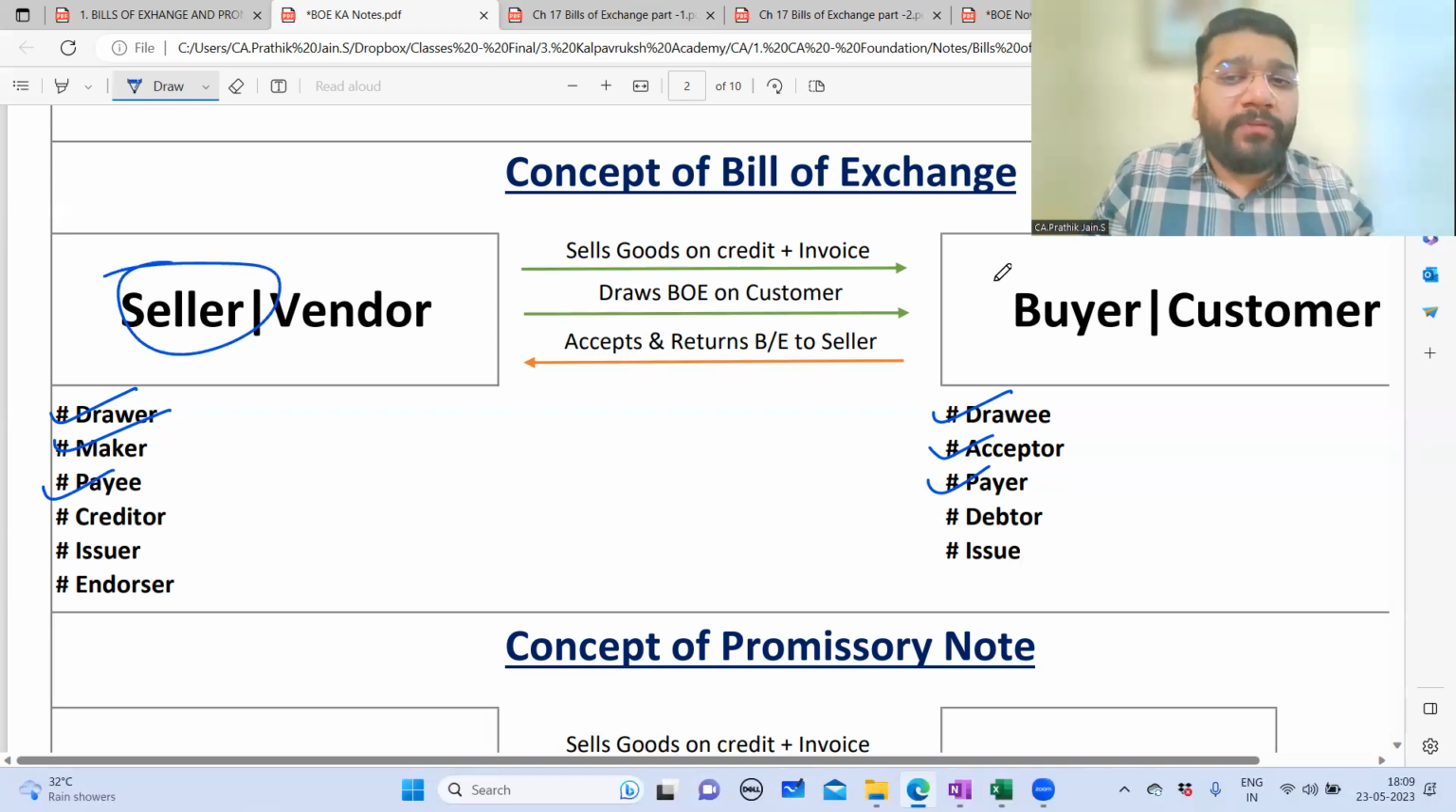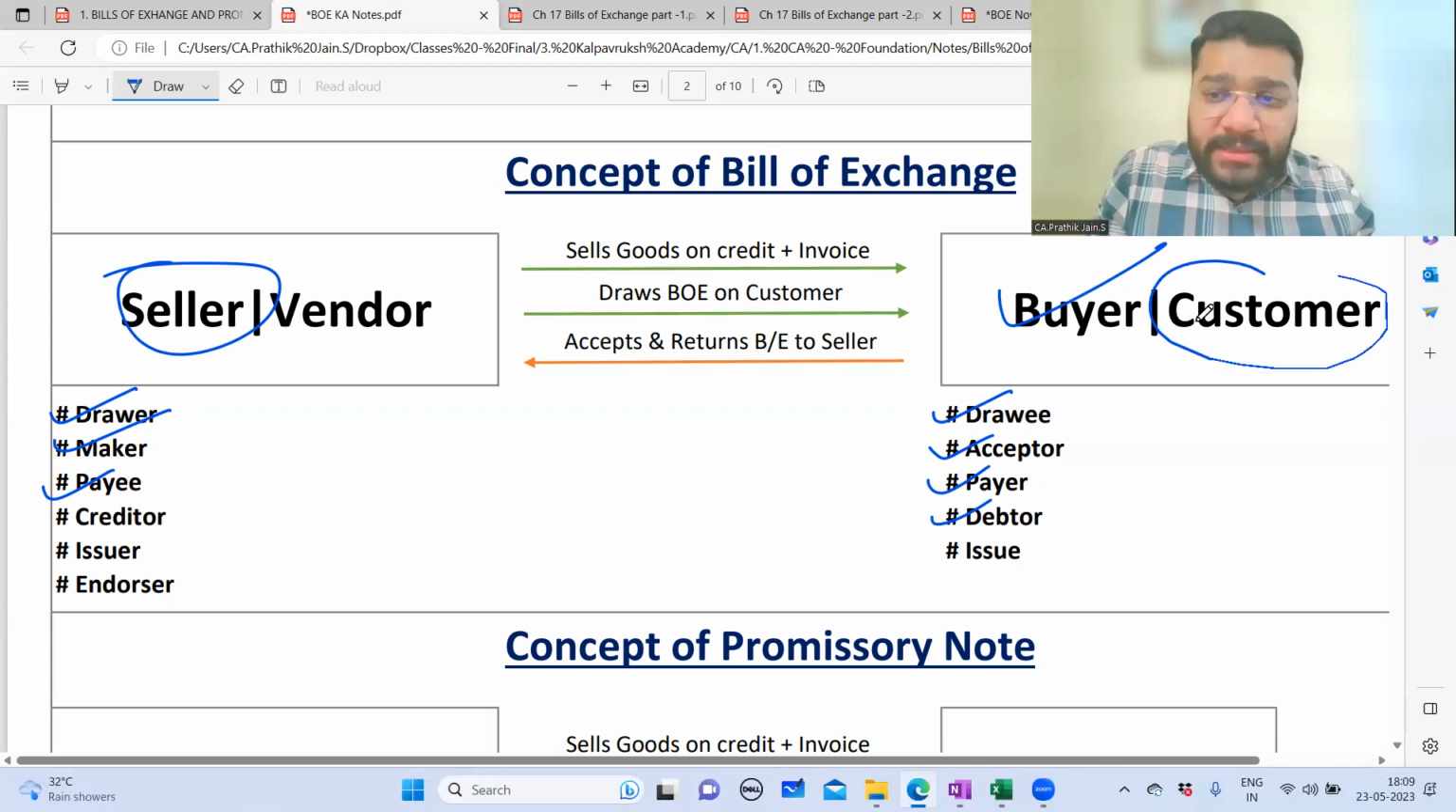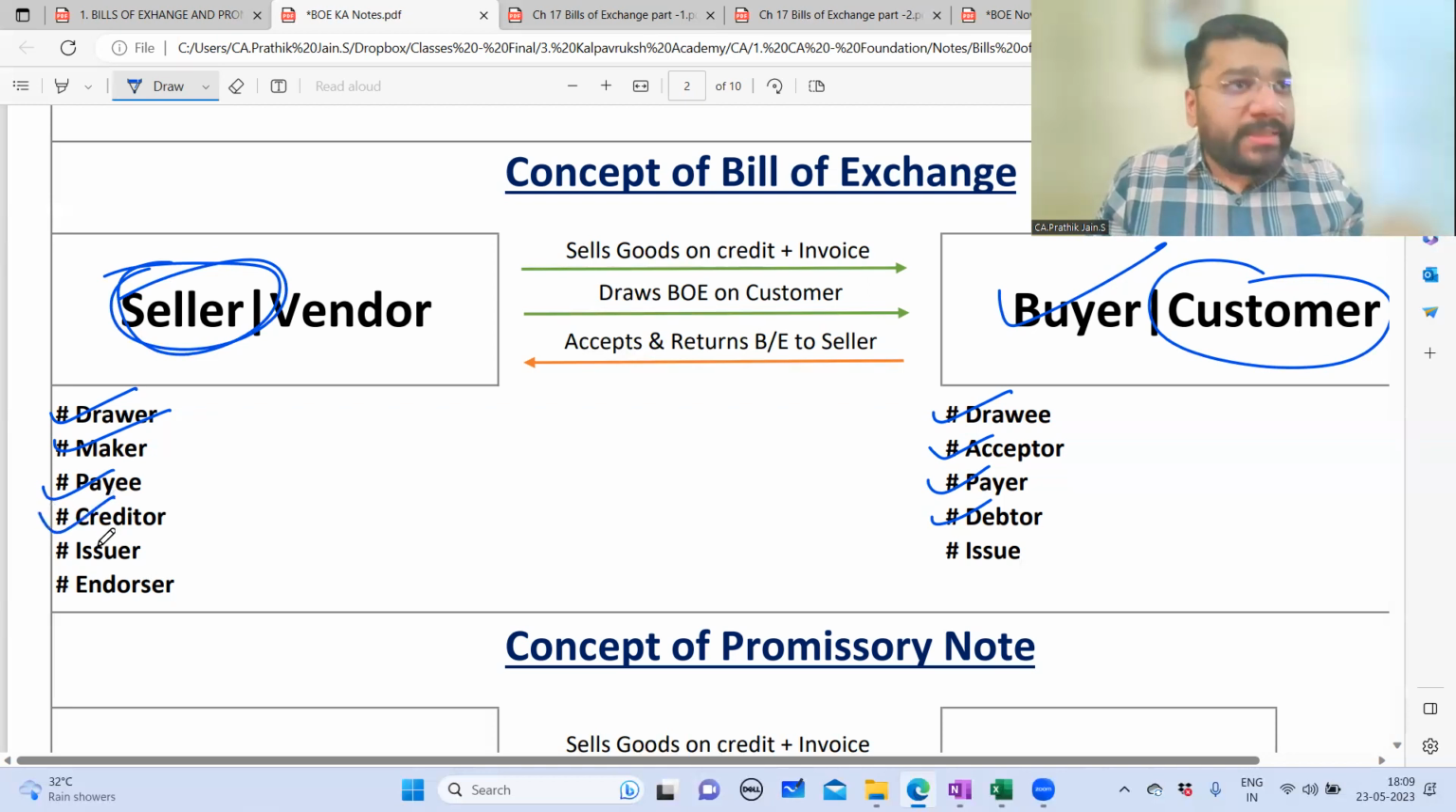From the seller's point of view, this buyer is a debtor, the customer is a debtor. From the customer's point of view, the customer has to make the payment to the seller. For the customer, the seller is a creditor. The person who is handing over the bill, preparing the bill, is called the issuer. The person to whom the bill is being issued is called the issuee. Now, this is the concept that we have discussed in bills of exchange.